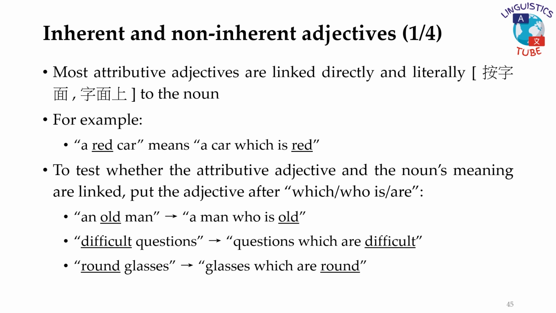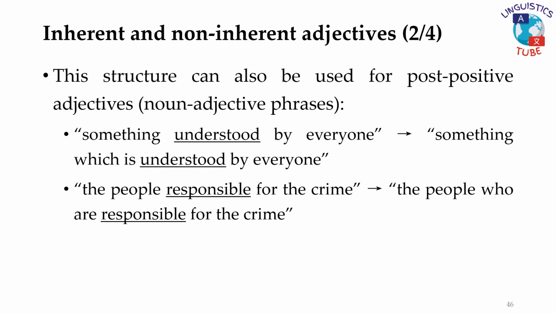Here are some more examples. An old man is a man who is old. Difficult questions are questions which are difficult. Round glasses are glasses which are round. All of these are therefore linked to their nouns in a literal, direct way. This test can also be used for postpositive adjectives, which are adjectives that are directly after the noun. For example, something understood by everyone means something which is understood by everyone. The people responsible for the crime means the people who are responsible for the crime.